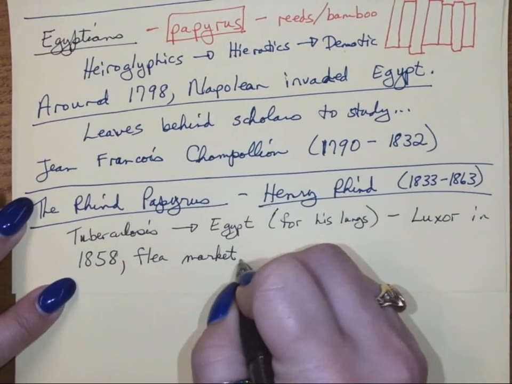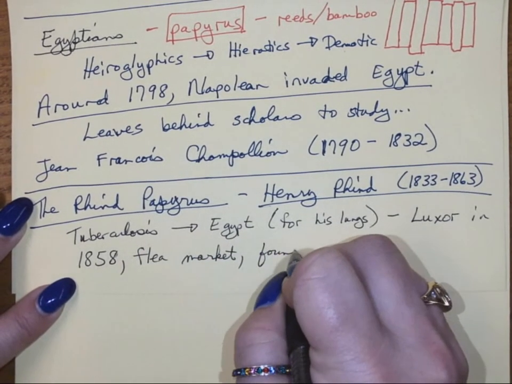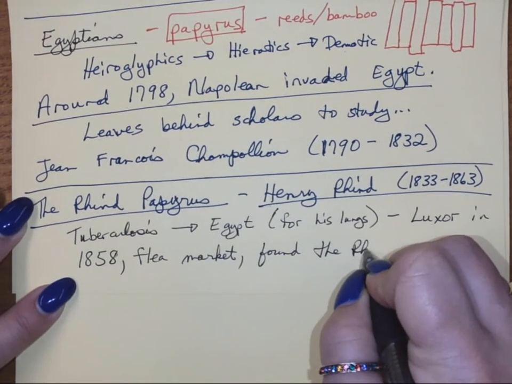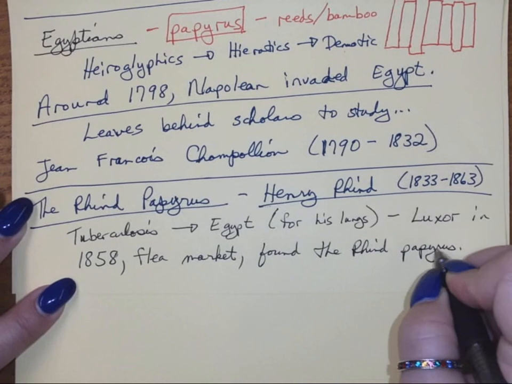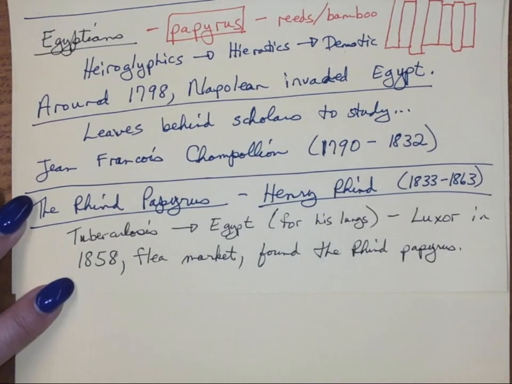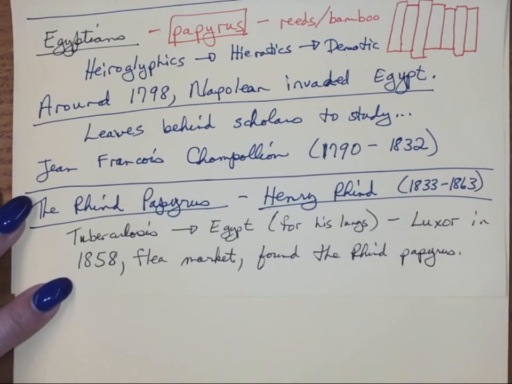Okay, so in Luxor in 1858, the story is that he was in a flea market. And he found the Rhind Papyrus. That's what they say, at least. So we'll go with it. That's the old story. Okay, so it's interesting because nowadays, I mean, we're talking 1800s, right? So nowadays, that would be considered a priceless artifact of Egypt, and there's no way that they would let it be sold in a flea market.